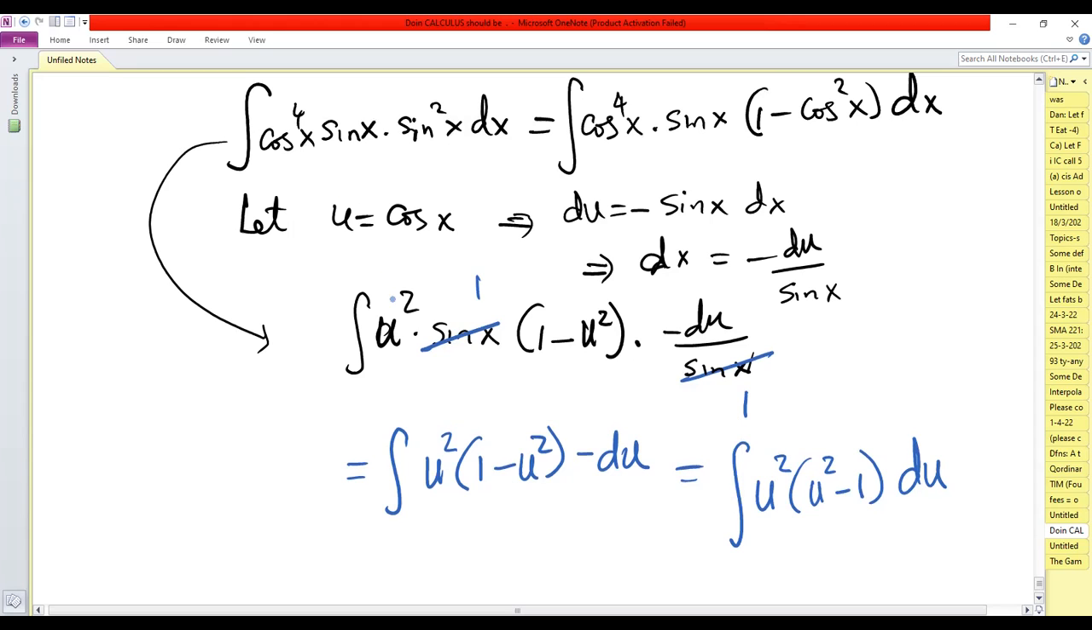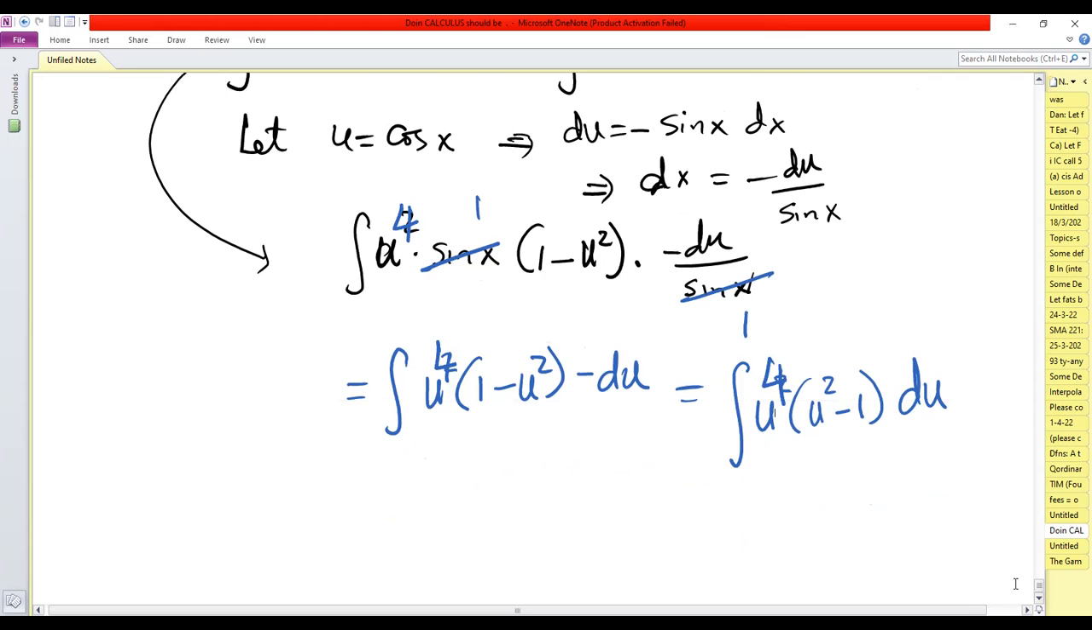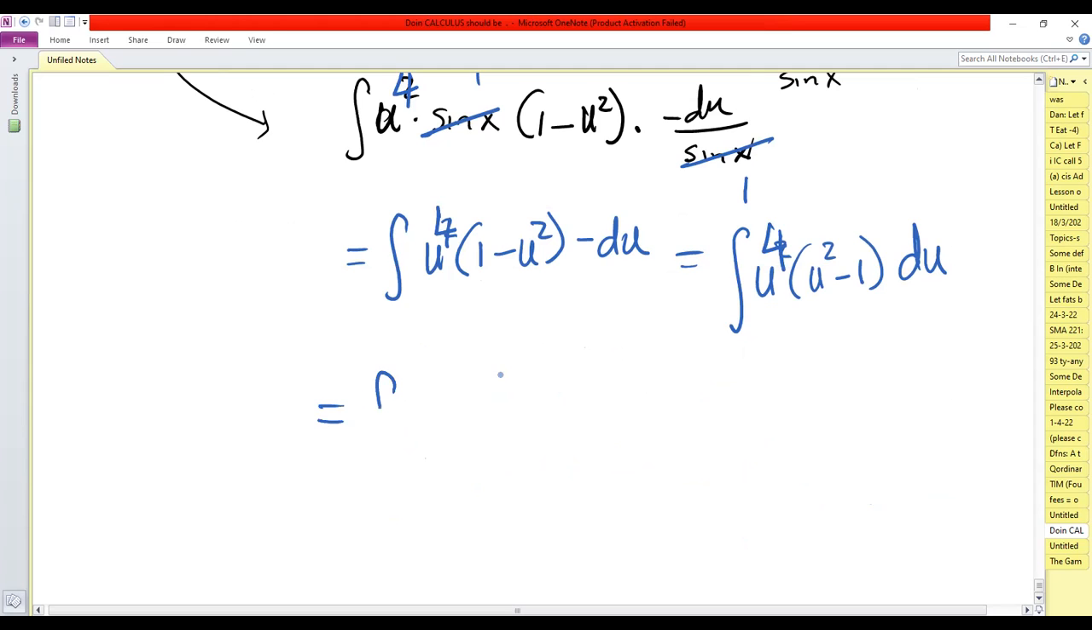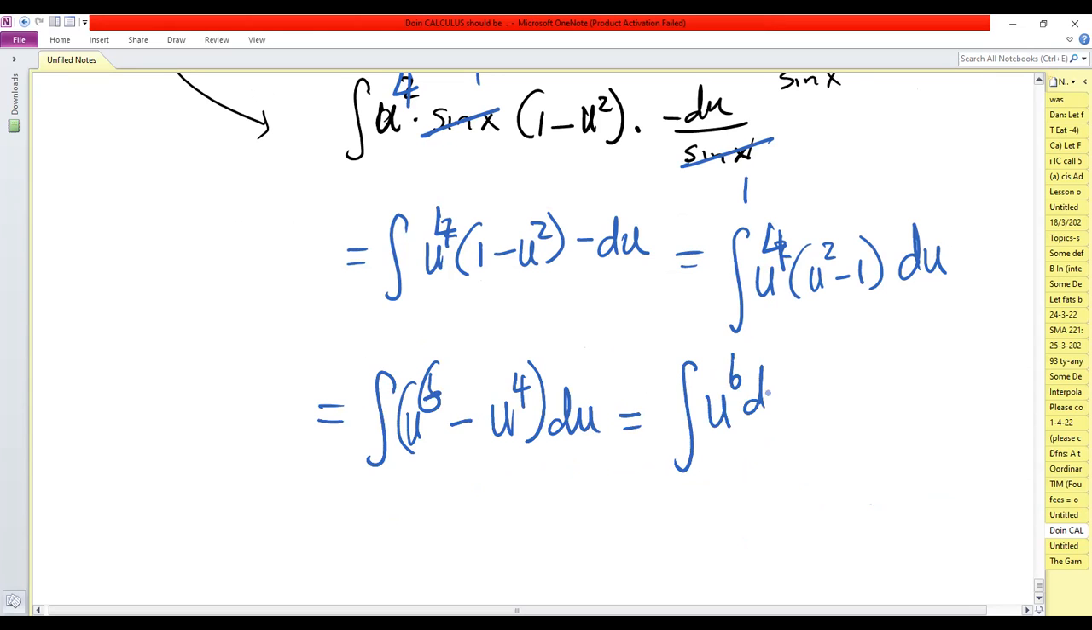Remember, this is power 4, not 2. Cosine x power 4 is u power 4. So this will be the integral of u power 4 times u squared, which is u power 6, minus u power 4, and then du, which is the same as the integral of u power 6 du minus the integral of u power 4 du.